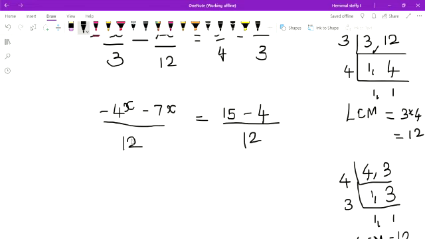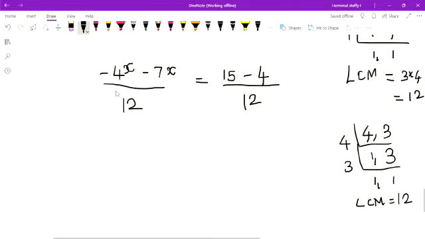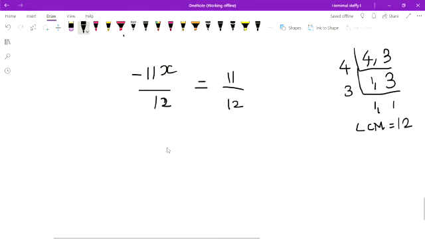It is a like term, so we can add because the same sign is there. So minus 11x divided by 12, then 15 minus 4 is equal to 11 by 12. Then I'm going to find the x value. X equal to 11 by 12, and bring down the 11 by 12 to the opposite side.